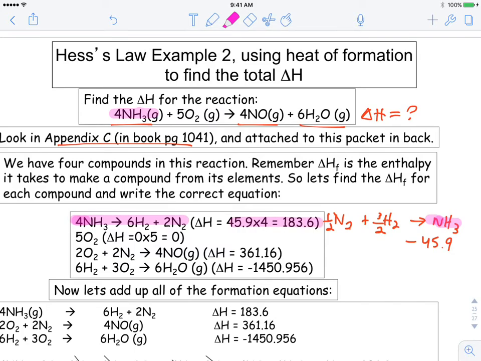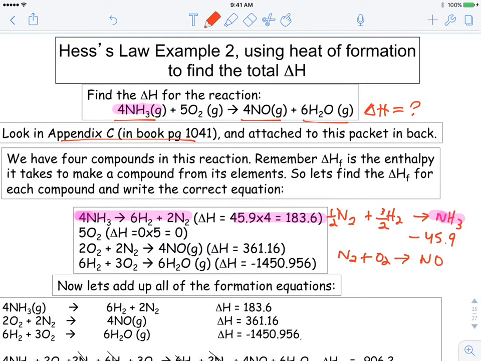Now, oxygen's an element by itself. By definition, the heat of formation for that is going to be 0. The next one is going to be the NO. And so when I write a heat of formation for NO, I would have N2 plus O2 yields NO. But these right here have to be halves, so I can have 1 O and 1 N. The delta H for this one is going to be about 90. Excuse me, let me just write that down below here. It is going to be about 90.